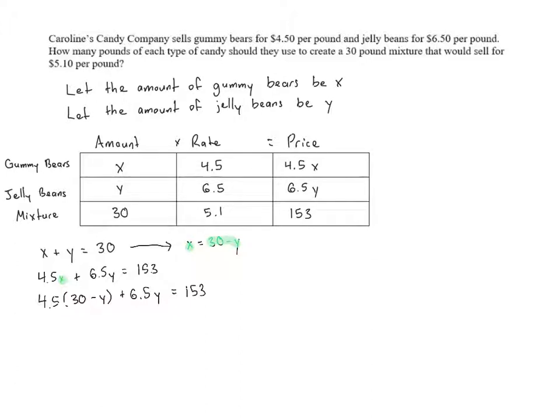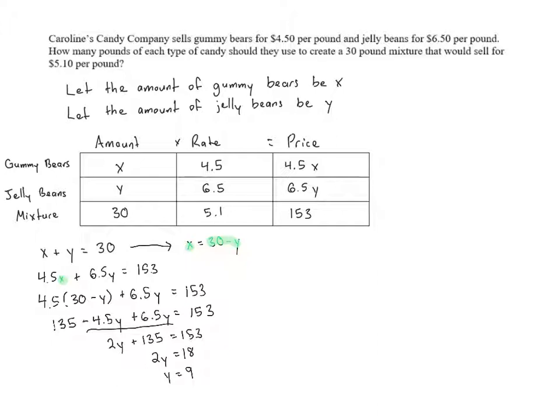When we distribute the 4.5 on the left, 4.5 times 30 is 135. So we have 135 minus 4.5y plus 6.5y equals 153. If we combine like terms on the left, negative 4.5y plus 6.5y is 2y. So 2y plus 135 equals 153. Subtracting 135 from both sides gives 2y equals 18, and dividing by 2, y equals 9.